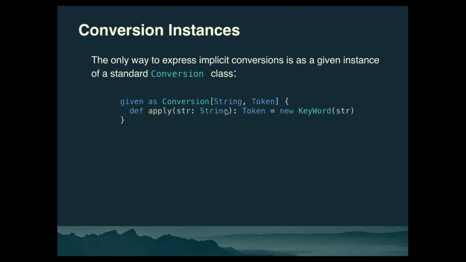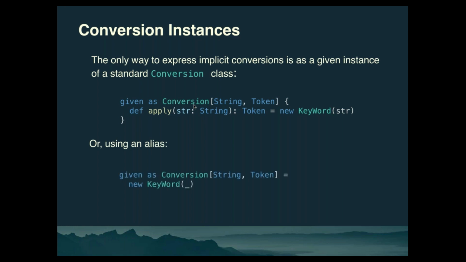So what you will do in the future is there will be a standard conversion class, Scala conversion, which essentially takes the from type and the to type. And what you do is you have to define a given instance of that conversion class. So you write given as conversion string token, and then essentially you write what the apply method for that conversion is, because conversions are a subclass of functions, so they need an apply method. So you define what that should be.